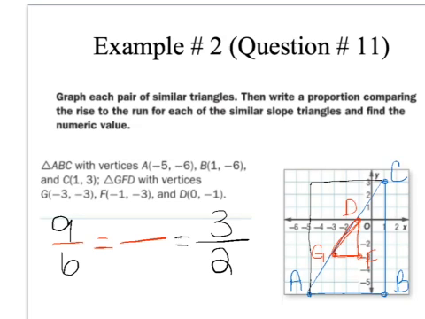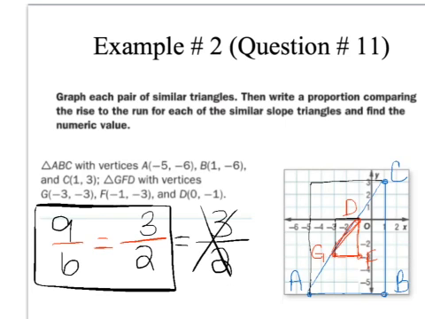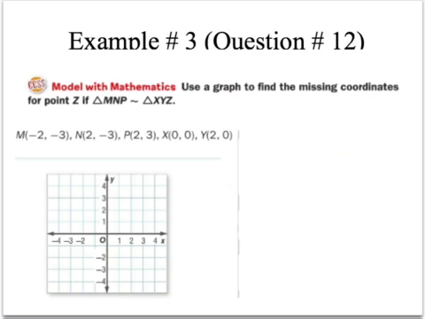But let's see what the rise to the run is for G to D. From G we go up 1, 2, 3, and over 1, 2, which is the same or equivalent ratio that we have here for the slope. So those are the proportions that they're looking for. We don't have to include this. All we need is this proportion, and the numeric value of the slope of the line would be 3 over 2.